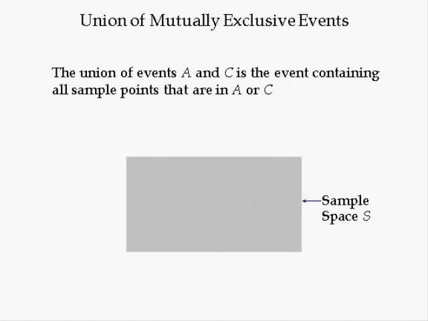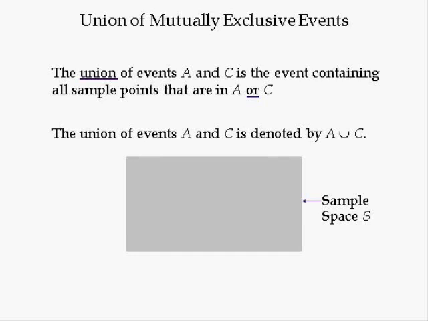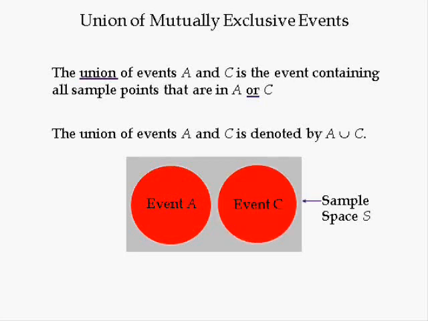A Venn diagram can be used to illustrate the union of two mutually exclusive events. The union of events A and C is the event consisting of all points that are in A or C. The union of A and C is denoted A union C. Suppose the circle on the left contains all of the sample points in event A, and the circle on the right contains all of the sample points in event C. Notice that these circles do not overlap. This means that none of the sample points that are in A are in C.